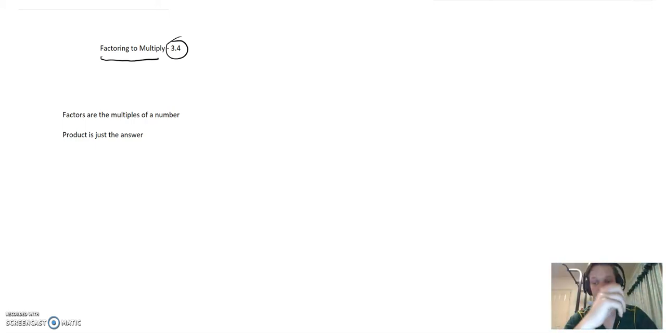Factors is the first part of our topic, and we might not know what a factor is. A factor is pretty simple. If we have a two-digit number, let's go for 20. Our factors are just two numbers that multiply together to give us that number.